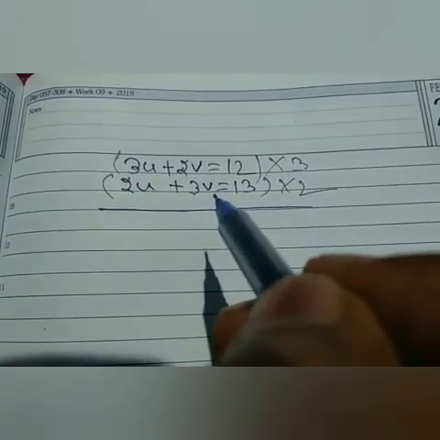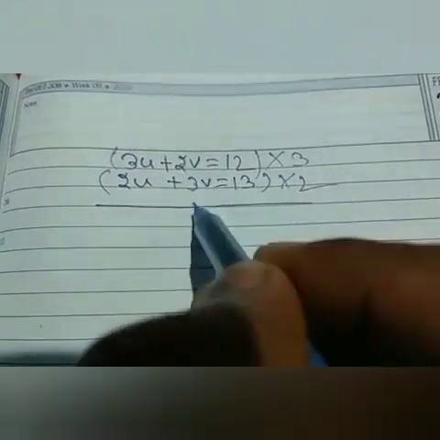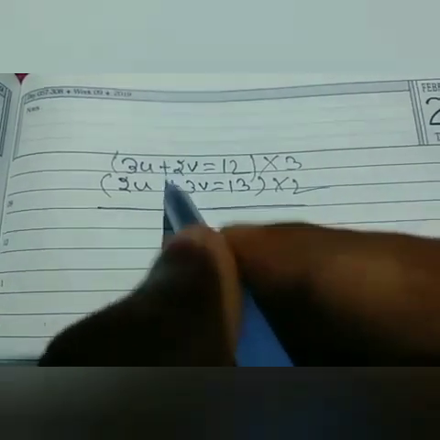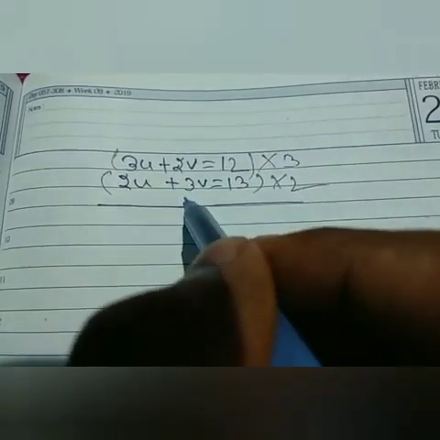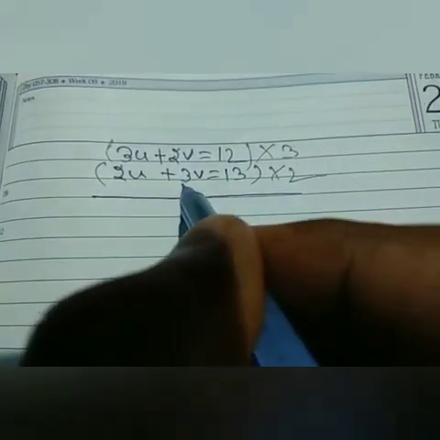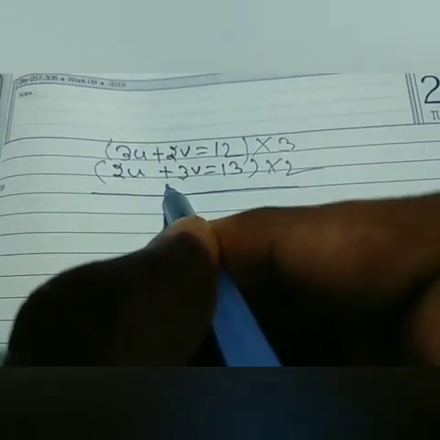3 times 2 is 6, 2 times 3 is 6. We have made the coefficients equal. Then the sign is also the same, so we can't cancel. We have to change the sign of v. That is, it is changed to minus.